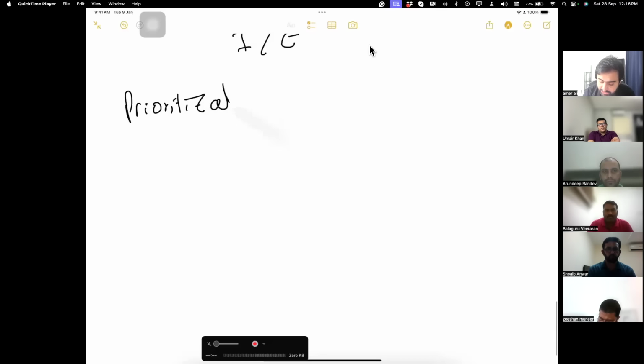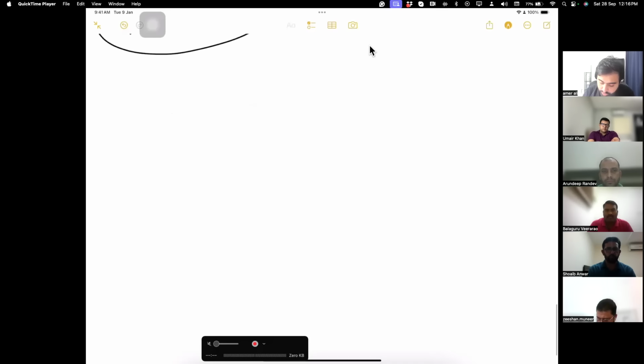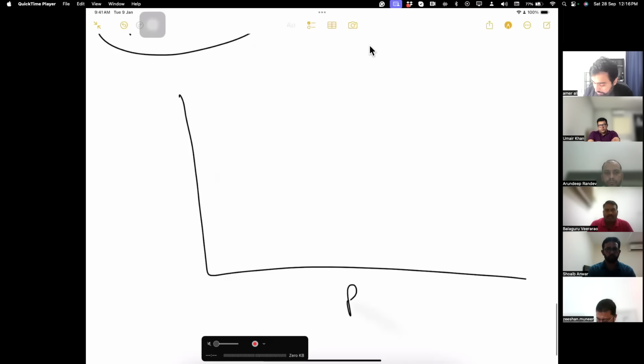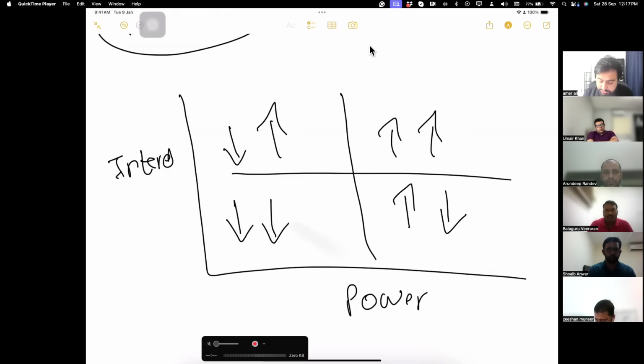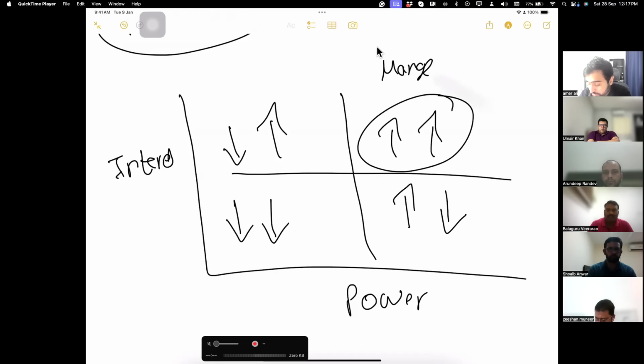Now this prioritization is very critical. I'm going to put power on one axis and interest on the other: high power, high interest; high power, low interest; low power, high interest; low power, low interest. Those stakeholders who have high power and high interest are very interested stakeholders. They know what to do and what not to do. You manage them closely. Put them near to your heart.